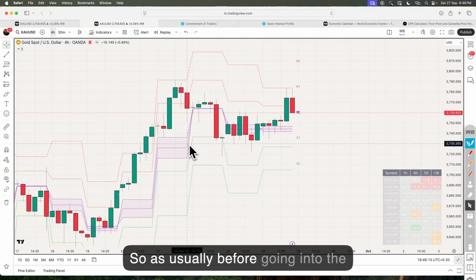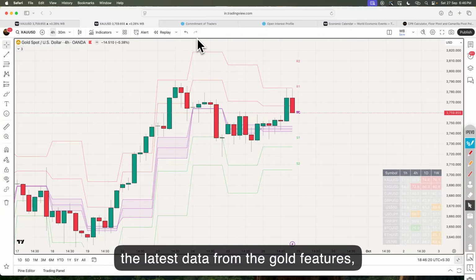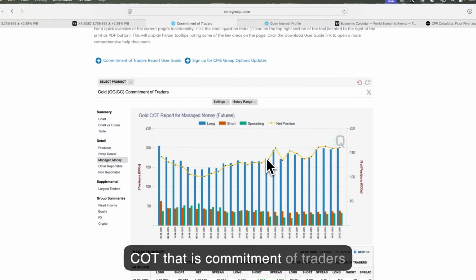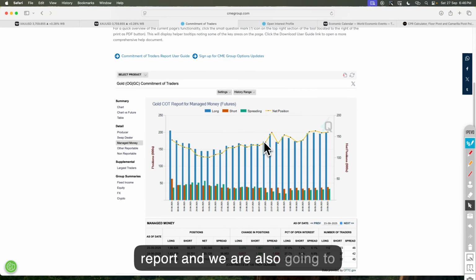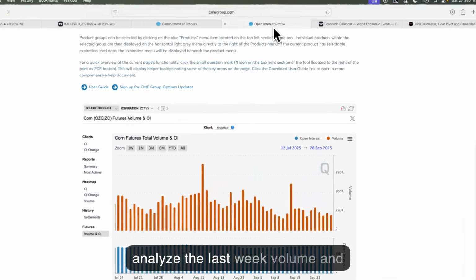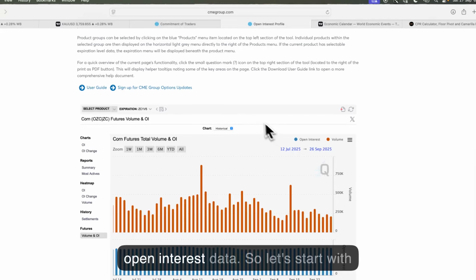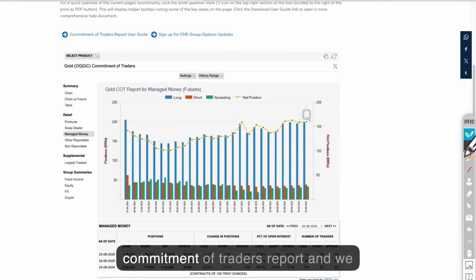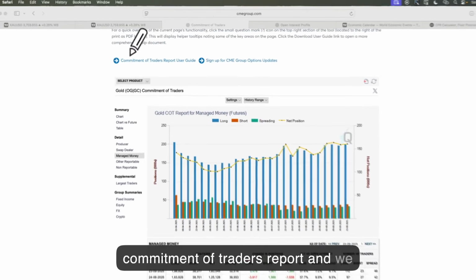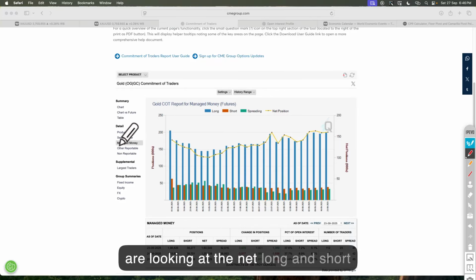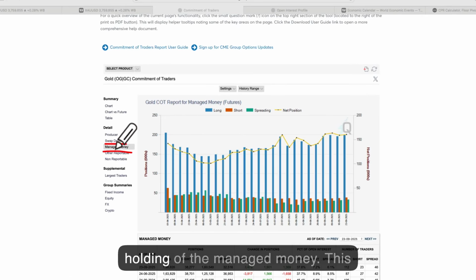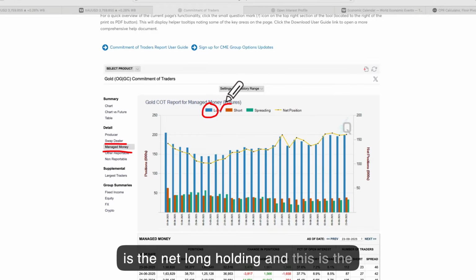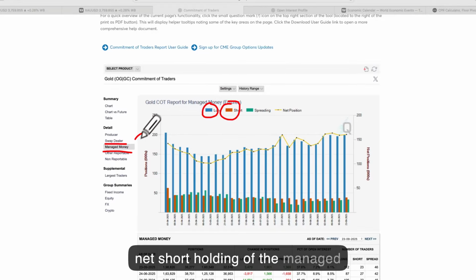So as usual, before going into the price action, we are going to check the latest data from the gold futures COT, that is the commitment of traders report, and we are also going to analyze last week's volume and open interest data. So let's start with the latest COT data. We are looking at the net long and short holding of the managed money.